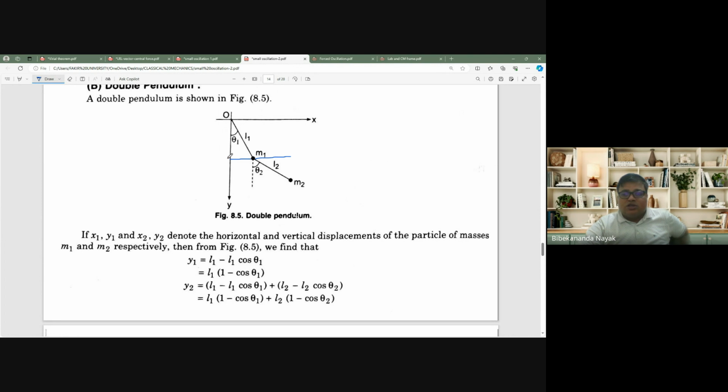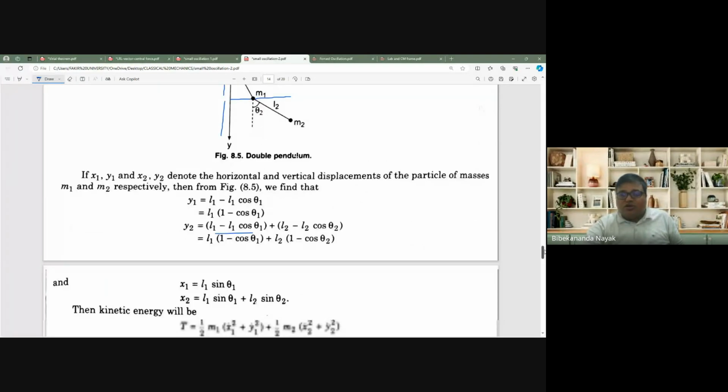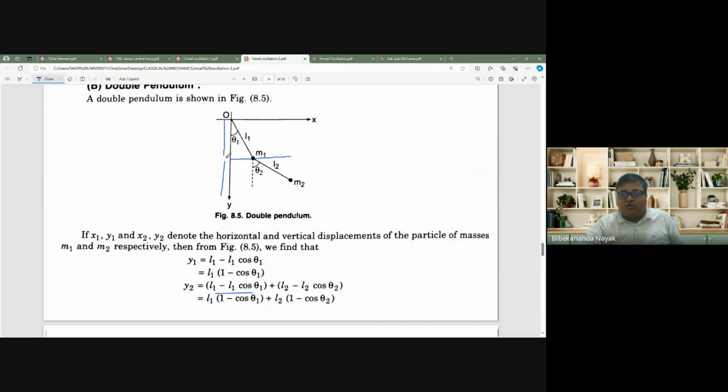If this is L1, the distance will be minus L1 cos theta 1. Then it will reach this position. Similarly, y2 is equal to this plus this: minus L1 cos theta 1 minus L2 cos theta 2. You did this in the simple pendulum, so you also use these formulas here. Then x1 is equal to L1 sin theta 1, and x2 will be L1 sin theta 1 plus L2 sin theta 2.